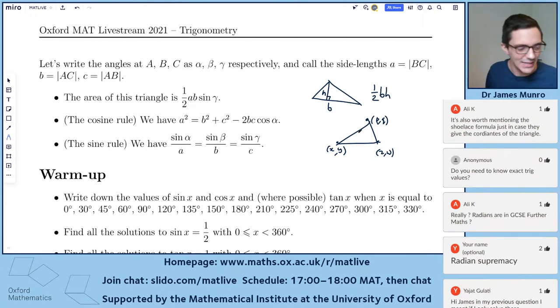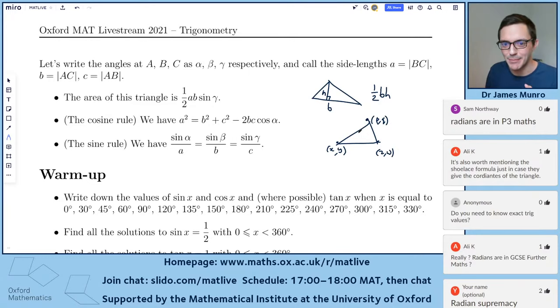There's a thing. Radians are in P3 maths. Yeah, so we don't know if people have done P3 maths in their first year or not. Depends whether they're learning maths and further maths in parallel or series. Right, okay. People in chat really love radians.